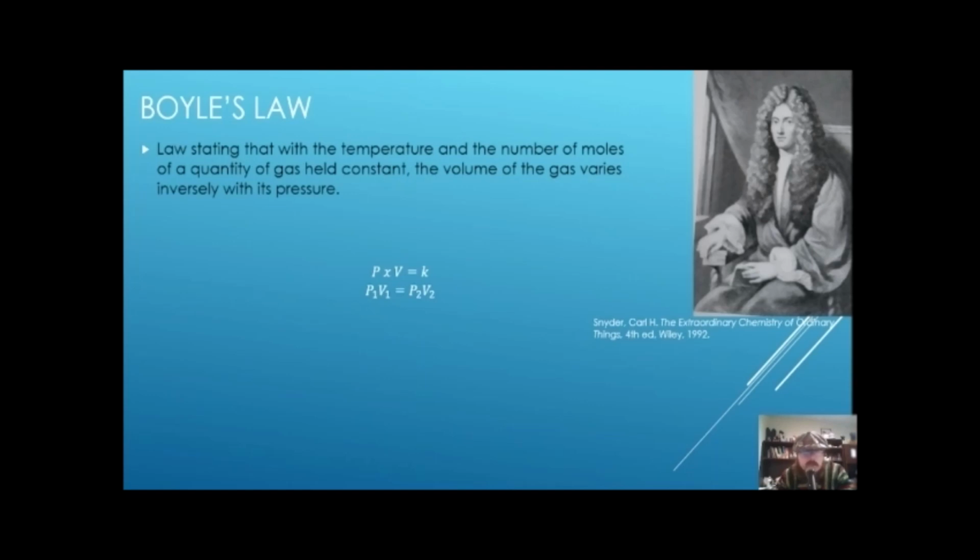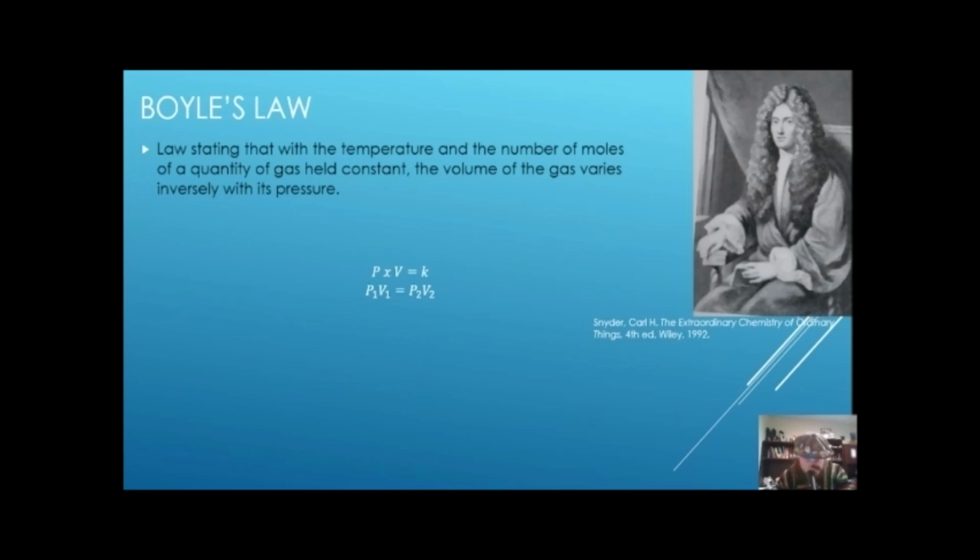how the volume changes. And so his law simply states that with the temperature and the number of moles of gas, so the quantity of gas held constant, the volume of the gas will vary inversely with the pressure, meaning as the pressure goes up, the volume must go down. As the pressure goes down, the volume must go up. So pressure times volume is equal to some constant K. Well, we can put it as an equation of P1 V1 equals P2 V2, that the pressure and volume at situation 1 are equivalent to the pressure and volume at situation 2.